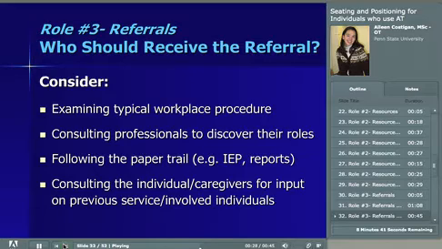As well, consulting IEPs, reports, and other documents that should contain evidence of previous strategies may be helpful. As always, don't forget to consult the client and caregivers themselves. Quite often, they will be able to tell you what you need to know.